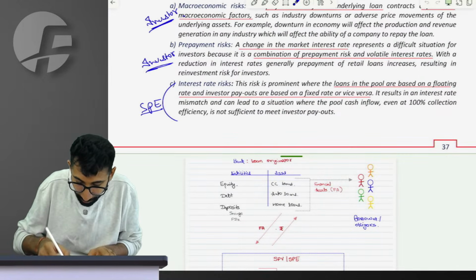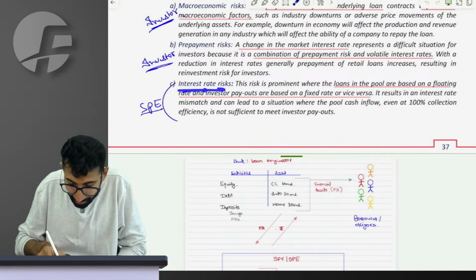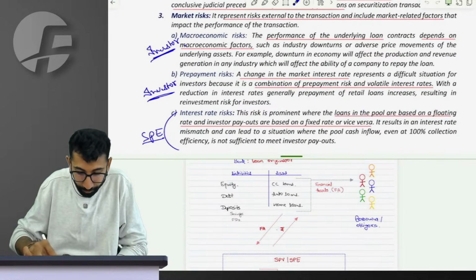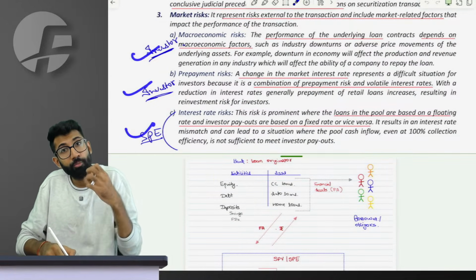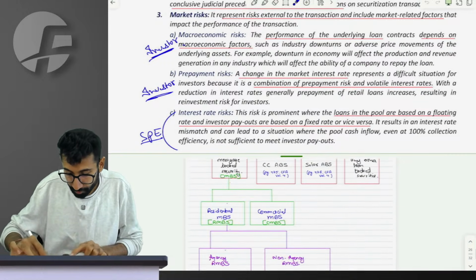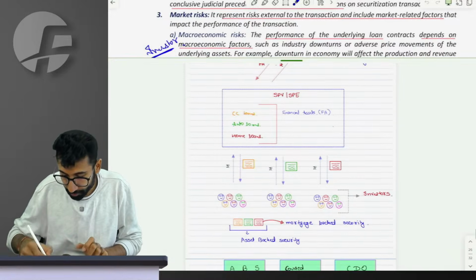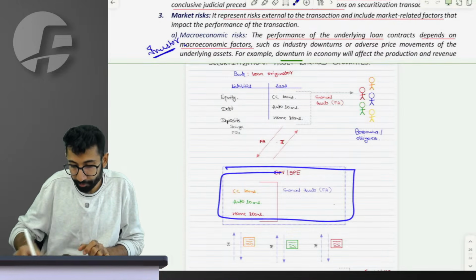Everyone. People, interest rate risk, what does it mean? It means that, sir, from the perspective of the SPV, you will have to think. I have clarified it here in this text from whose perspective to think about the risk. The first two risks were from the perspective of the investor. The next risk is from the perspective of the SPV.